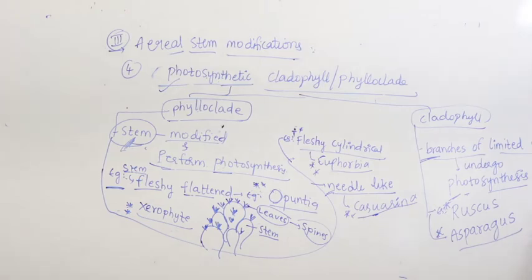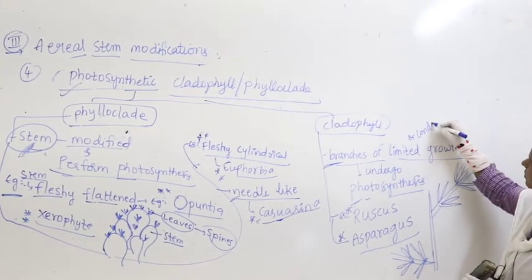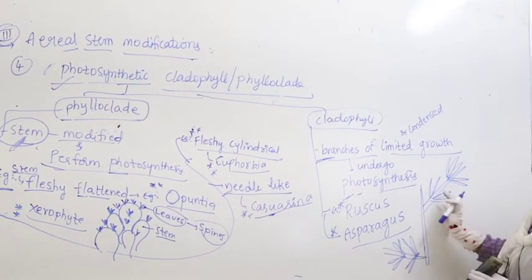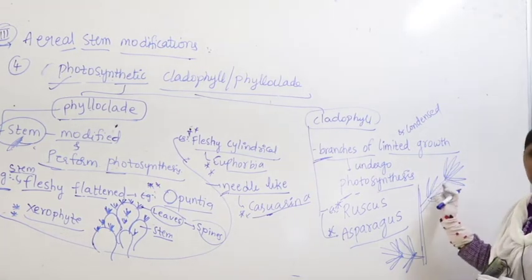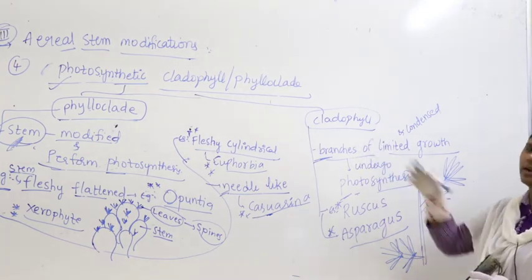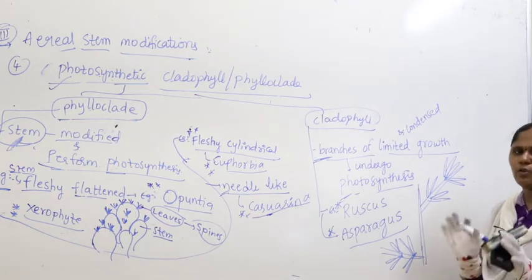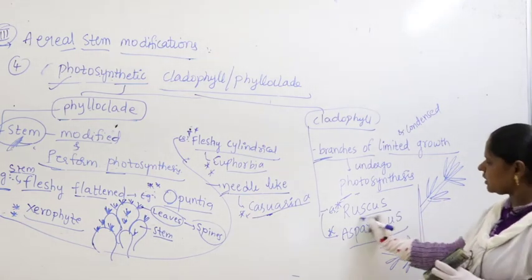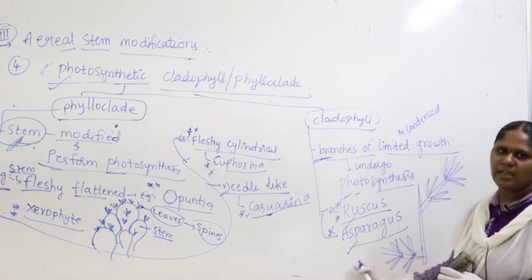So in both cases, what happens? No doubt the stem is like this. But in this case, branches become condensed and form a needle like structure of limited growth. They are very condensed, with limited growth. Branches are condensed, no leaves. When branches are condensed and there are no leaves, that is called cladophyll. I hope you got the clarity. Where do you find such a type? In the case of Ruscus and Asparagus.